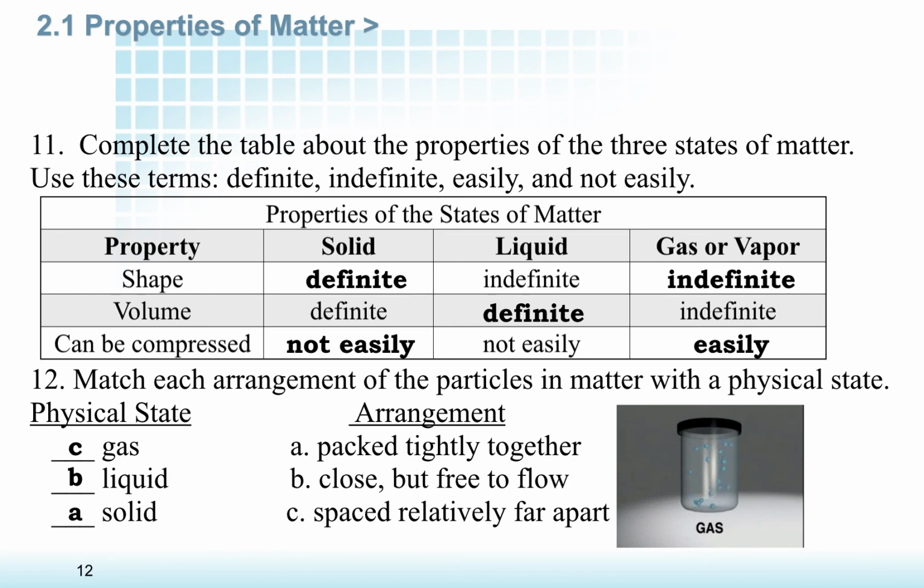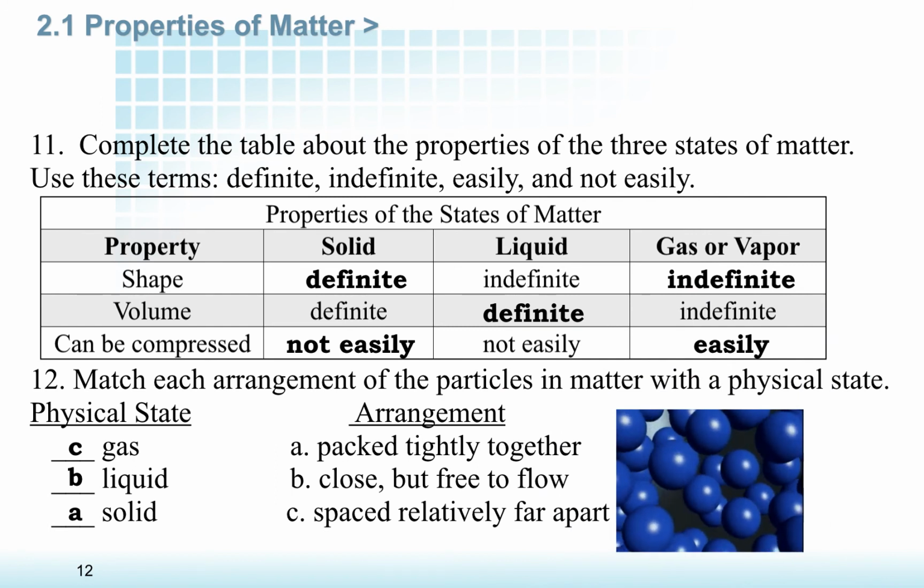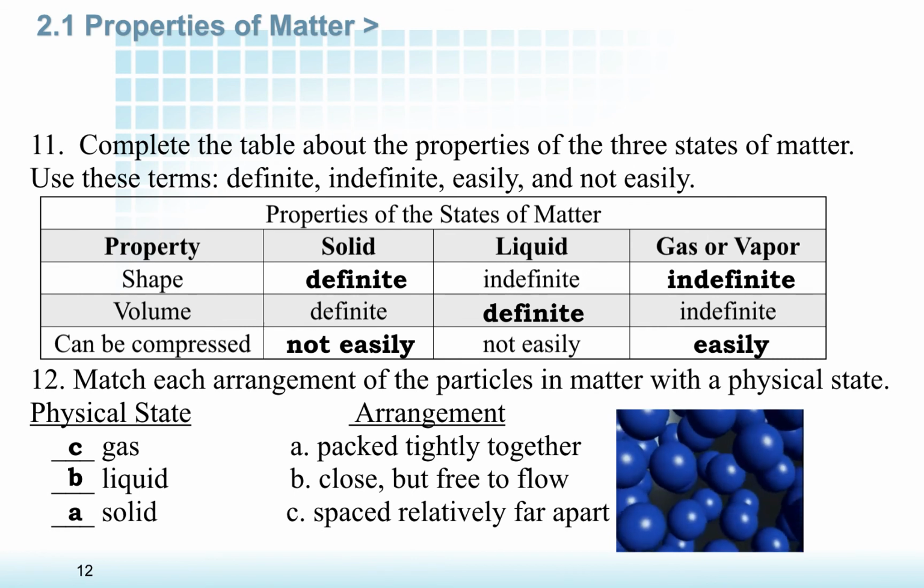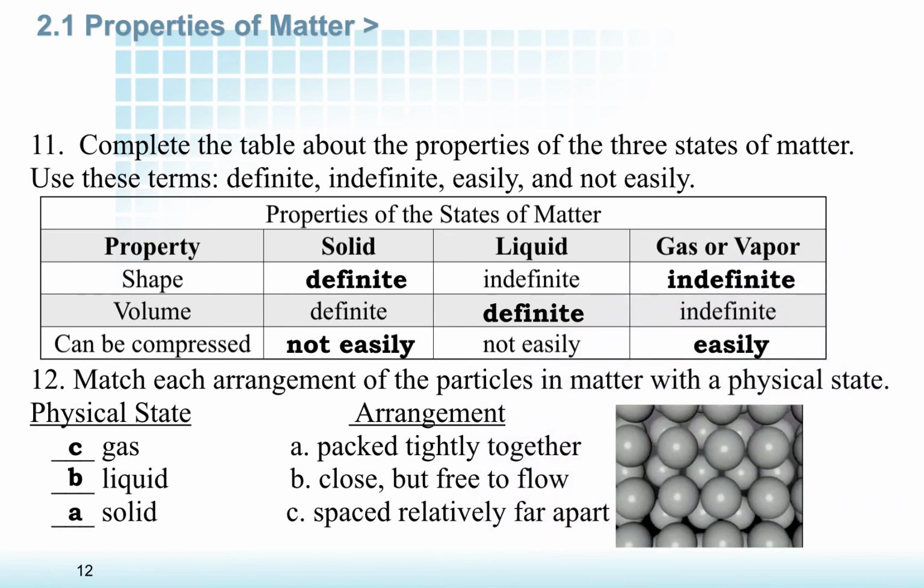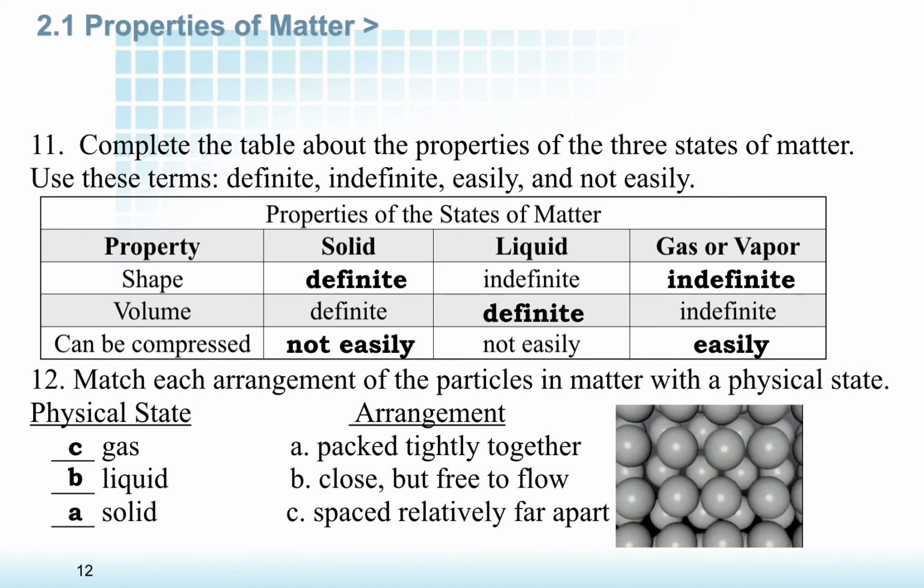Here's an example of a gas. You can see the particles are far, far apart. Here's an example of a liquid. Particles are closer together, but they will flow. So if I were to turn the glass on its side, watch what happens. The particles flow out. And last but not least, the particles of a solid are very close together and they do not flow. So when I dump it out, it doesn't change shape. It just comes out the same shape it was inside.